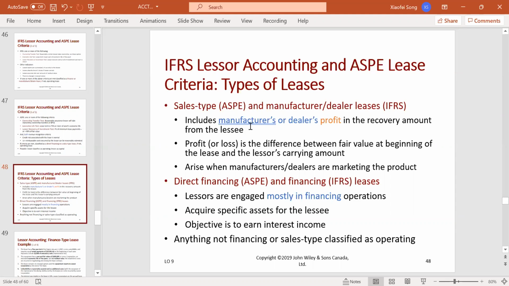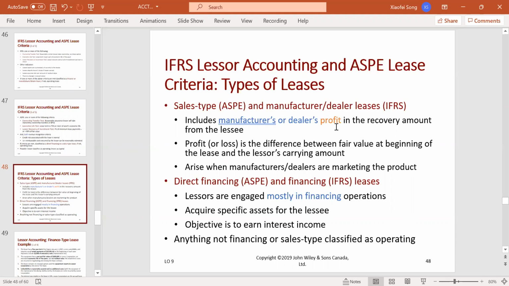Basically, I put money up front to purchase this equipment, and I lease it to you, and you pay me gradually, and your future payments include interest. So that will be direct financing under ASPE, and it will be called just financing under IFRS. But there's only one source of return, that's the interest.